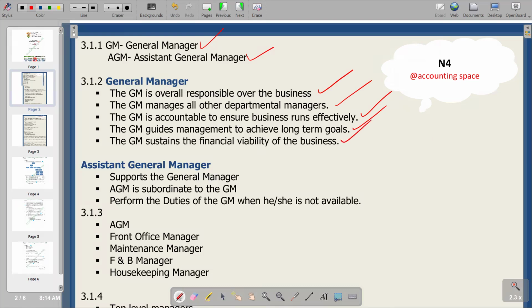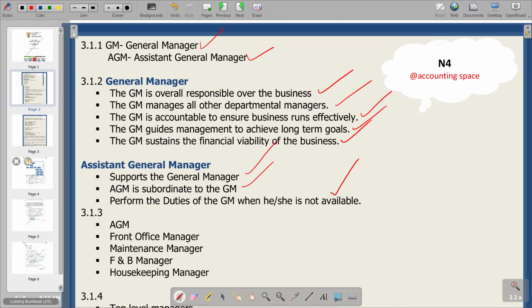Moving on to the responsibilities of the assistant general manager, the AGM supports the general manager, and the AGM is subordinate to the general manager. The AGM performs the duties of the general manager when he or she is not available. So when the general manager is not there, it's the responsibility of the AGM to work on behalf of the general manager. That's what we have for that part.